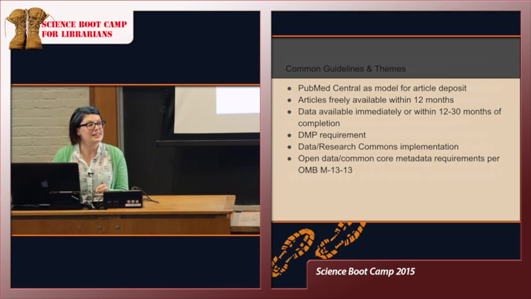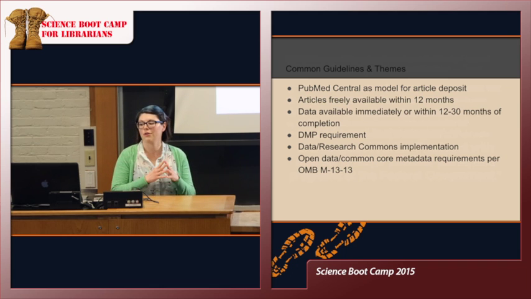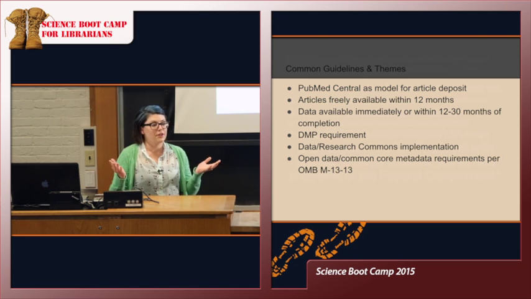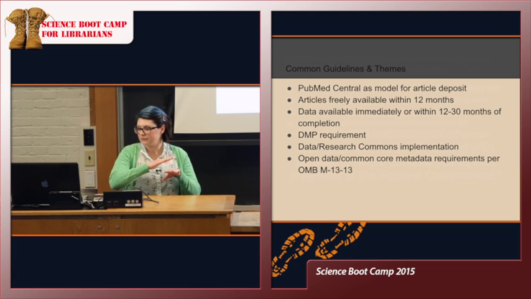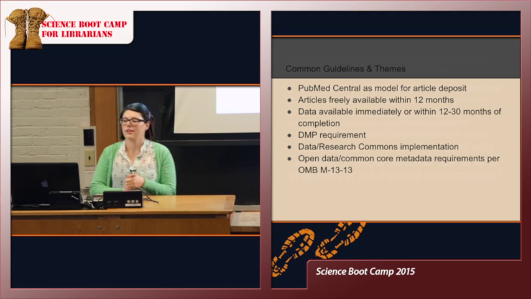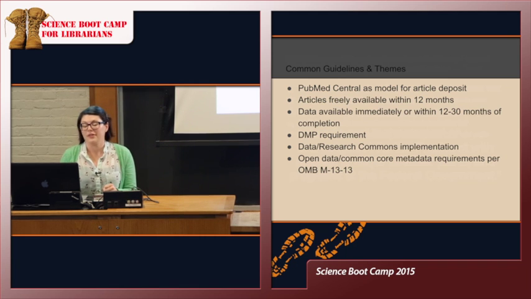But some common guidelines and themes from all of these folks. A lot of them are using PubMed Central as their model for article deposit. So you just deposit your article there and then it's available. That's meeting that requirement that things should be available within that 12-month period. So building off of that, again, leveraging that other infrastructure that's there. Articles, again, freely available within 12 months. That is part of that OSTP policy. Agencies can argue to make that embargo period longer or shorter, but most are adopting that 12-month guideline.